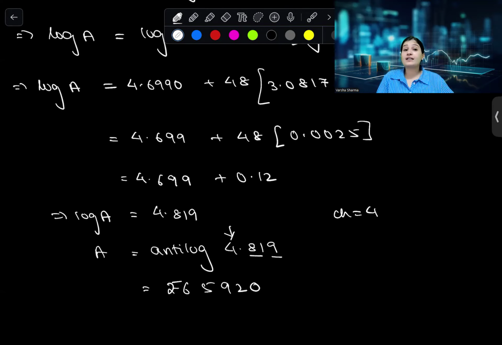Amount is this. If they would have asked us to find compound interest, we would have subtracted 50,000 from it and then given the answer. Any problem? No, ma'am. Everybody clear? Yes, ma'am. Let's try question number 12.